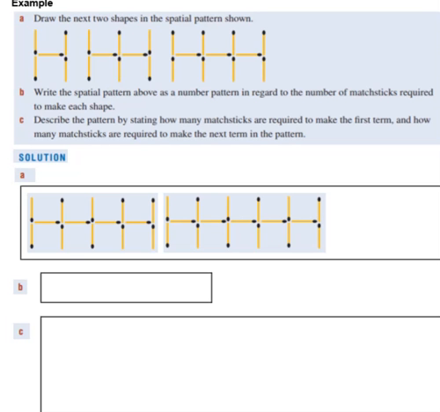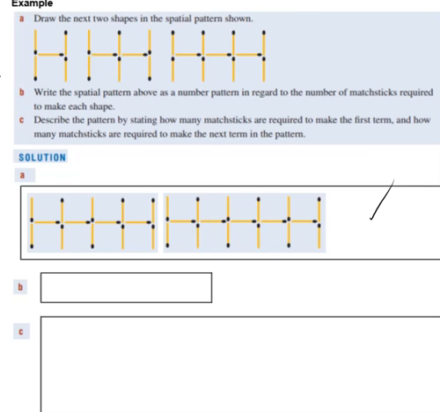Right, let's look at our first example. It says, draw the next 2 shapes in this spatial pattern shown. So let's look at the shape. It's an H shape, and we're adding an extra H shape every single time. So I've already drawn the next 2 terms out for you here. So we've already done that question.